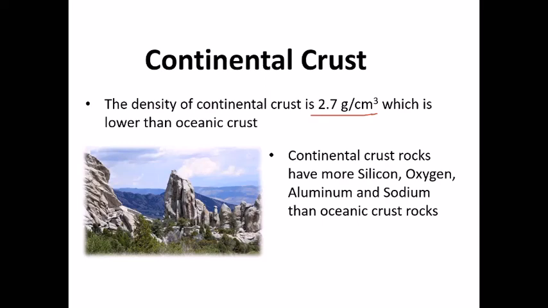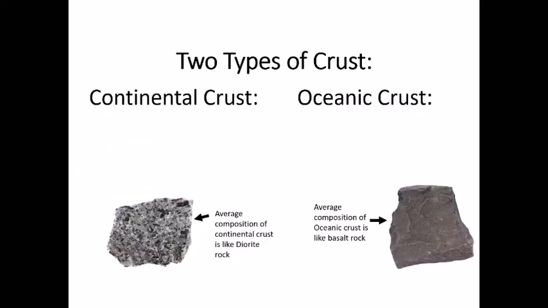Now, continental crustal rocks have more silicon, more oxygen, more aluminum, and more sodium than ocean crustal rocks, which are richer in iron and magnesium. We're going to learn more about these things as the class proceeds. Okay. So let's compare these two. We'll just put them right next to each other. So if you were to take an average representative of the continental crust, it would look like this diorite. If you were to take an average representation of the ocean crust, it would look like this basalt.